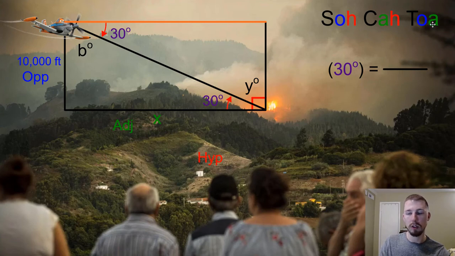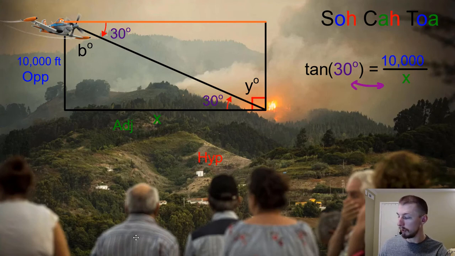That would be the tangent function. So I'm going to use the tangent of our angle 30 degrees, which is our angle of elevation, is equal to the opposite of 10,000 feet divided by the adjacent side, which is X. Now when X is on the bottom, remember we have our shortcut. We just switch the order of these two. So what I'm going to put in the calculator is 10,000 divided by the tangent of 30.